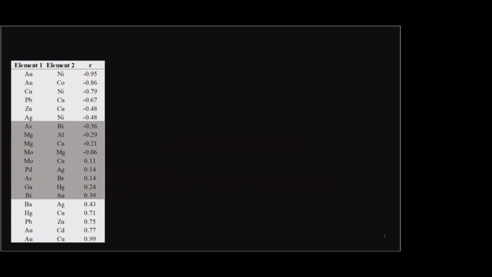So we start with this table, and we will get the first pair of elements, in this case, gold and nickel, which has a negative correlation, which means that one element will be in the numerator and the other element will be in the denominator. You can put any element in the numerator or the denominator, but we know that we are looking for gold, so it's just easier for us to keep the gold in the numerator.